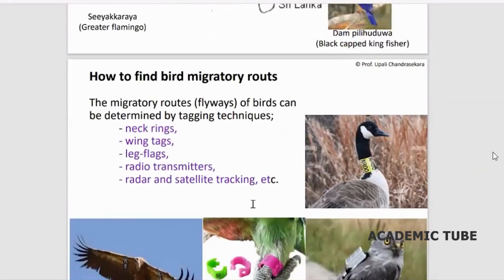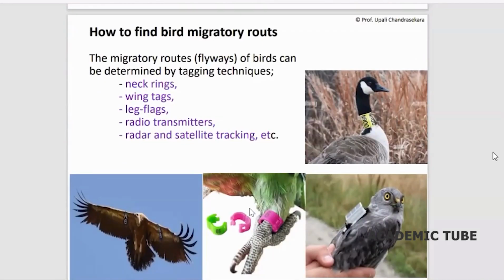So now the question comes, how do the ornithologists, the scientists who study birds, right? Now there are ornithologists who study the migratory patterns of birds. How do they find these migratory routes or the flyways? Now there are so many different interesting methods, right? One method is that they monitor the flight route of a bird by tagging them, right? Now the tags can be put around the neck. They are known as neck tags. Or sometimes the tag can be attached to the wing, known as wing tags. Or the tag can be attached to the leg, known as leg flaps.